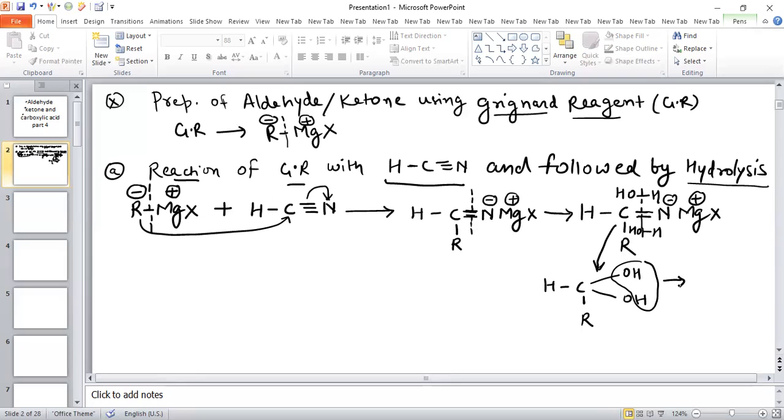When water is removed, it will be like this: H, C, and R, and this is basically C double bond O. So you can see in this case, aldehyde is obtained as a product. Water is removed in this way, the aldehydic product is obtained, and another is basically the byproduct.